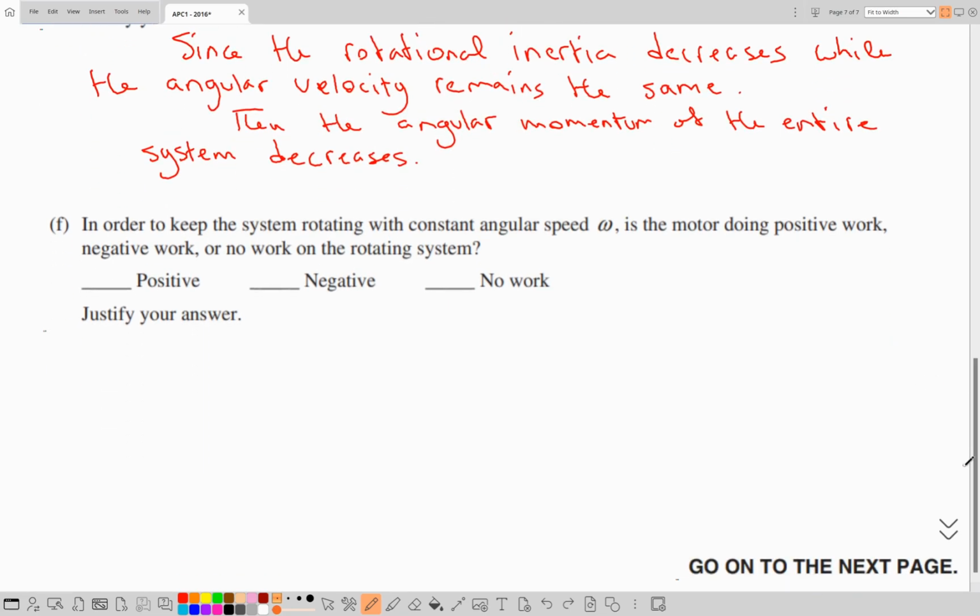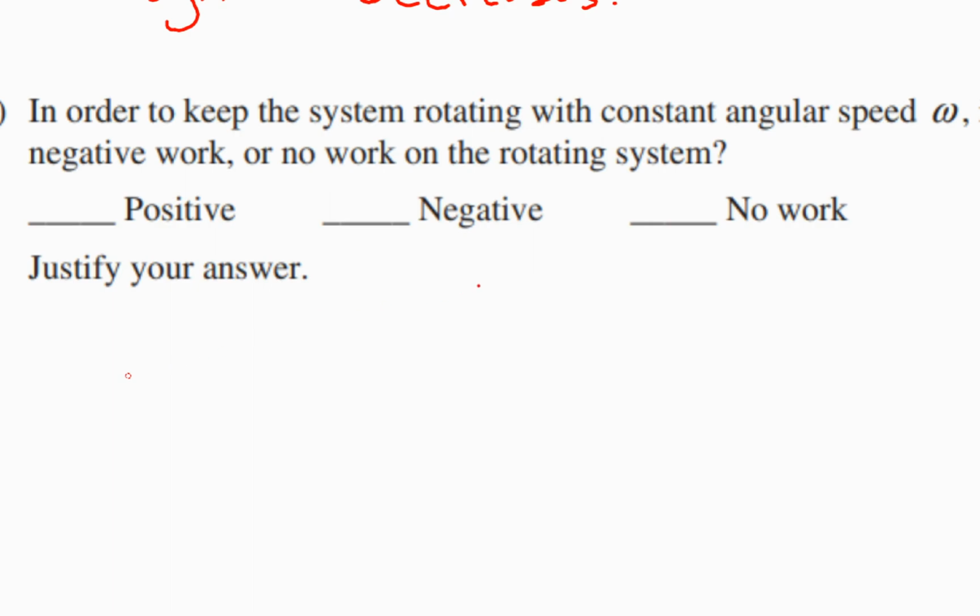Now part F, this is a tricky question. They're telling us, in order to keep the system rotating with a constant angular speed omega, is the motor doing positive work, negative work, or no work on the rotating system? Now this can be understood by the work energy theorem. Remember that the work energy theorem is given by delta K is equal to the work done by all the external forces. So the only external torque which is providing work is the work done by the motor.